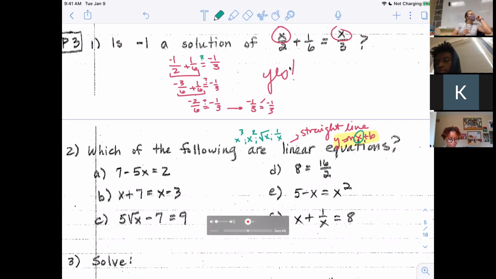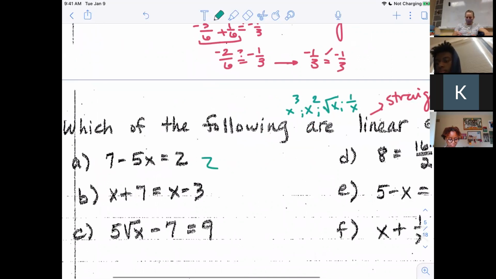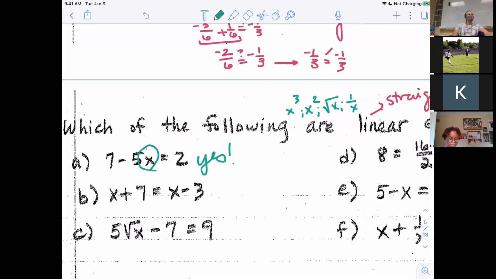All right, we have. Sometimes, like A, is that a 2 or a Z? Does it matter? I don't know. It doesn't, but it's a 2. My z's have a little x through it. It's a 2. So let's think about it. For A, is that linear? Yes or no? Yes. It's just x by itself.